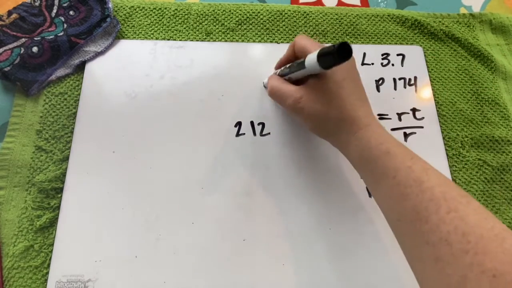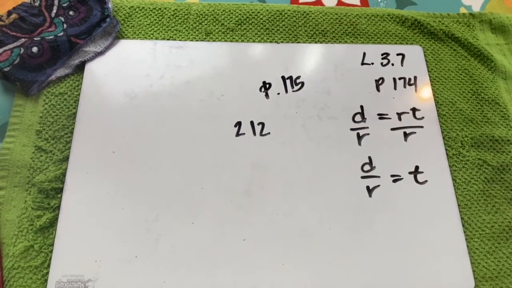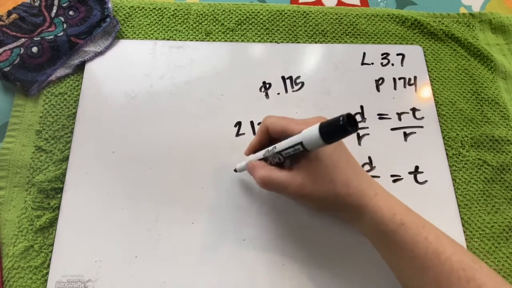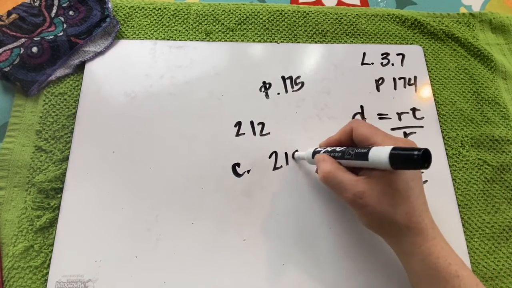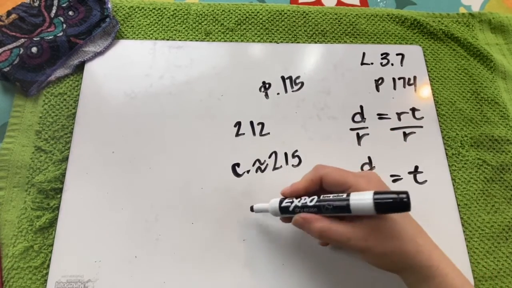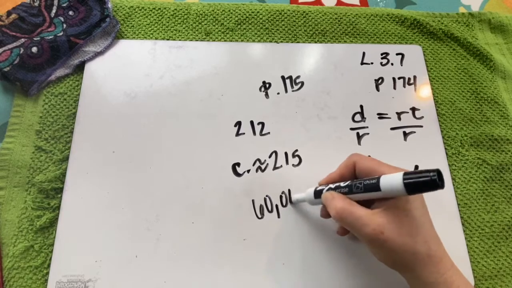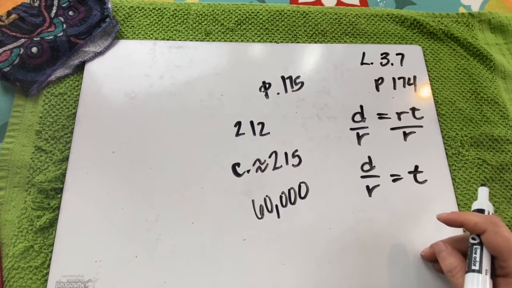You guys are on page 175. It would help if you just look at it. So they found some multiple choice ones. The one that works the best would be C, which is really close to 215 is what they got to. And they were traveling around 60,000 miles per hour.